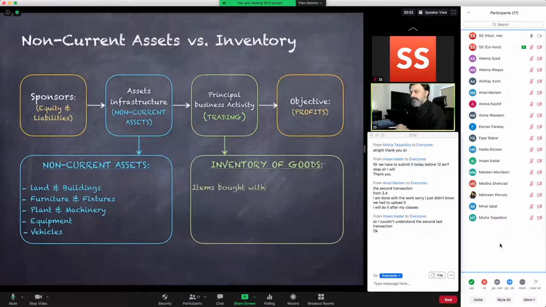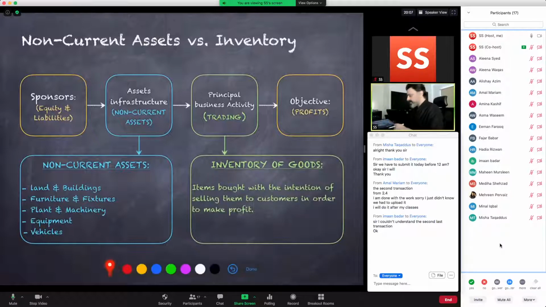We call it the inventory of goods, whatever, if you want to go with the American pronunciation, right? So inventory of goods by definition is the items bought with the intention of selling them to your customers in order to make profits. That's the definition of inventory. So the difference, you can see, this asset, inventory, is an asset to us because we buy it, we own it. This asset is different from this asset.